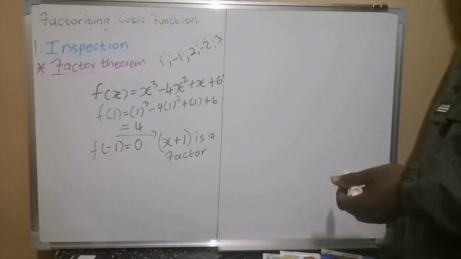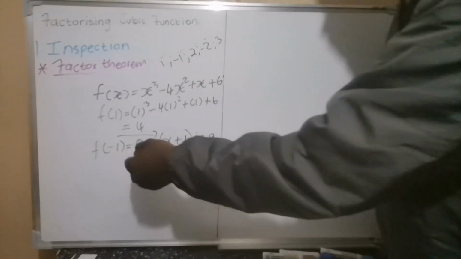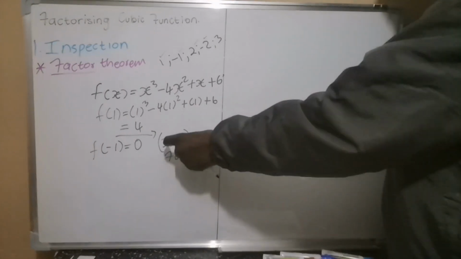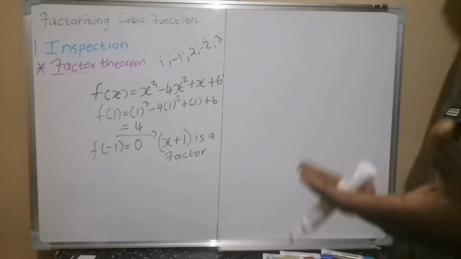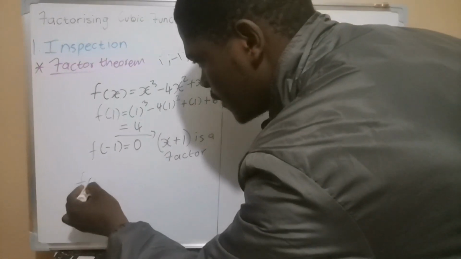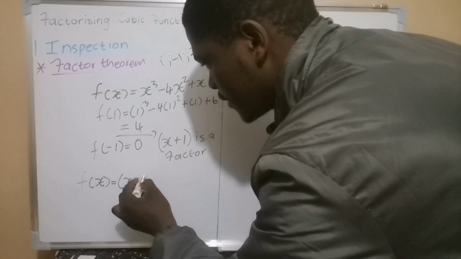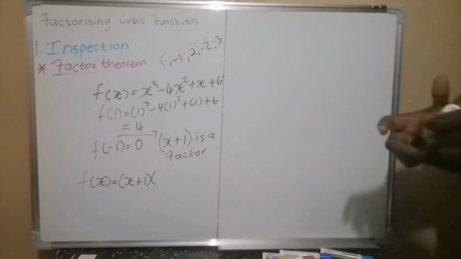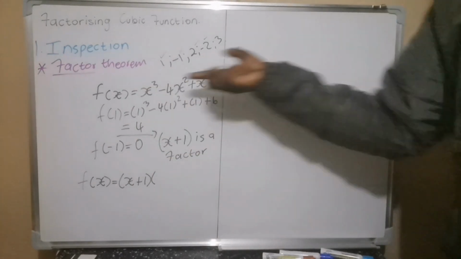I hope you can hear me, guys. That's how you find it. It must give you 0. If it gives you 0, then that particular factor is our factor. And when you put this inside the bracket, it changes its sign from negative to positive. That's how you simplify the function. Now we're going to have f of x equals x plus 1, then on the second bracket a quadratic equation, so that when you multiply this first bracket, we get the very same equation.